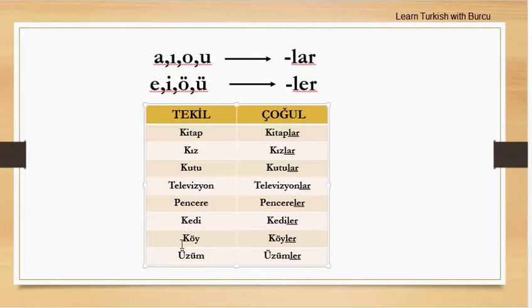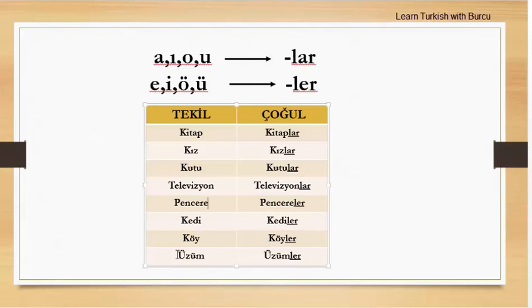Köy. It means village, or countryside. We have köy, the ö sound, so we need to use ler. Köyler. Köy, köyler.